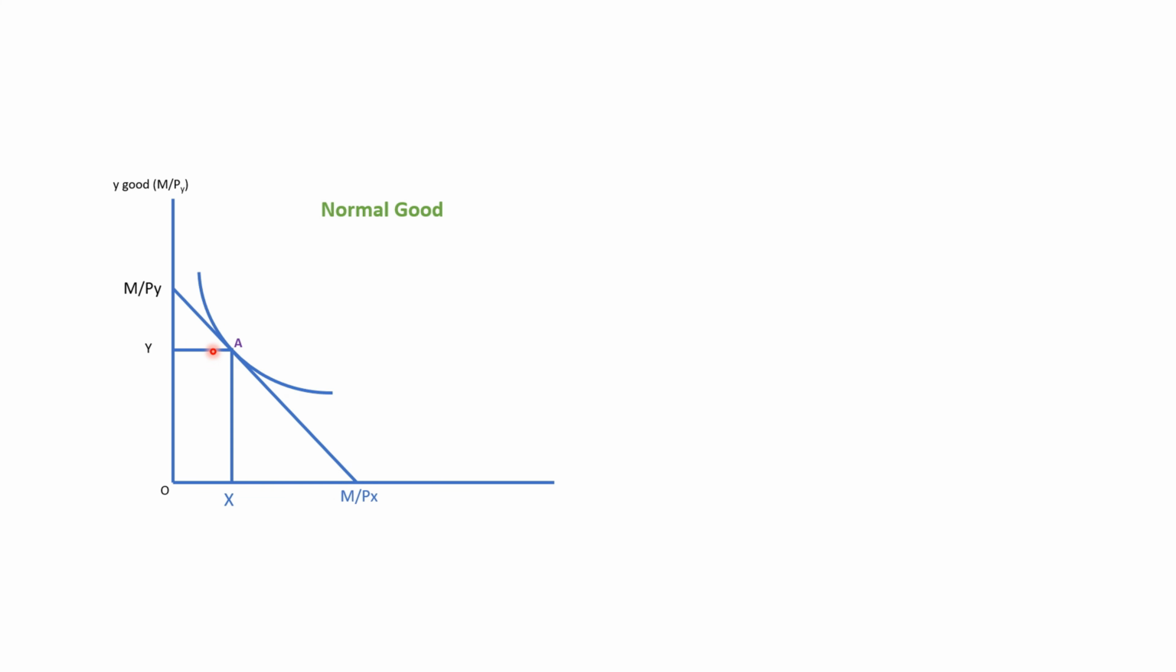Consumer equilibrium is the point at which the indifference curve tangents the budget line. This is the budget line. We also call this marginal rate of substitution. We know that marginal rate of substitution equals Px by Py, and when the indifference curve tangents the budget line, the marginal rate of substitution equals the slope of the budget line, and the point at which it tangents is the consumer equilibrium. Here at point A it is consumer equilibrium.